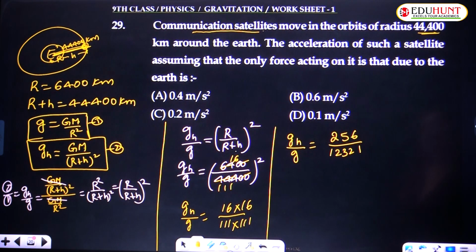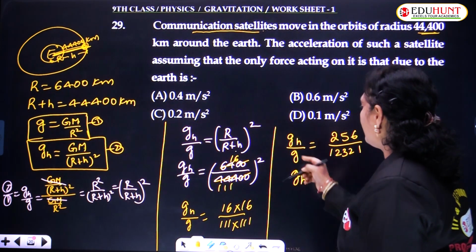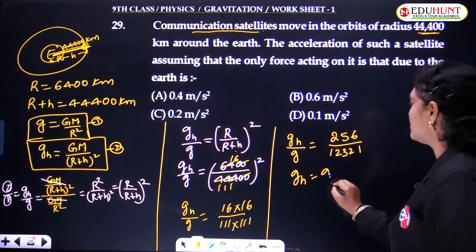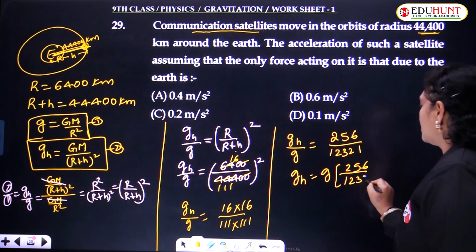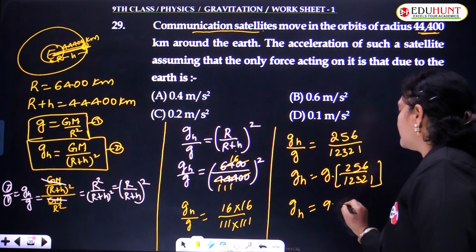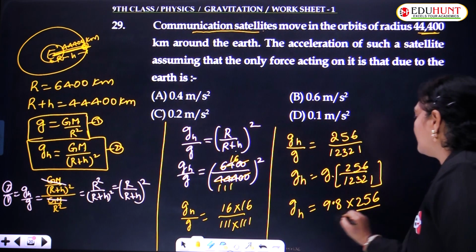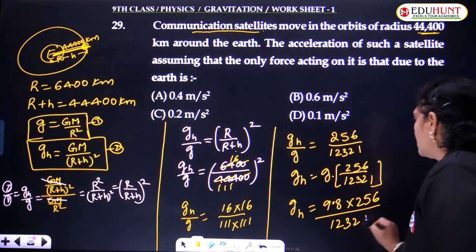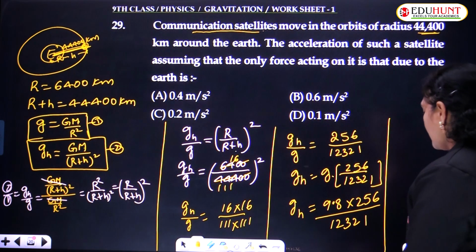So, how much is the value you are getting? The value of g, you bring it here: g times 256 upon 12321, and we know the value of g as 9.8 meter per second square on the surface of the earth, multiplied by 256 upon 12321. This further simplification may give you the answer; you need to divide this carefully, children.